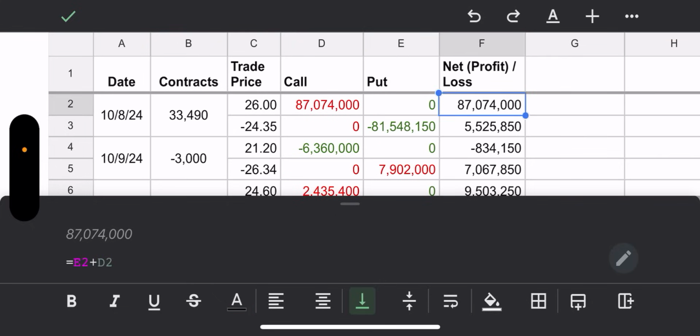And then this is pretty simple. It's just E plus D, the 87 million plus the 0.